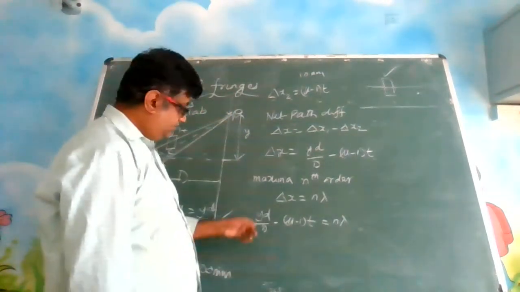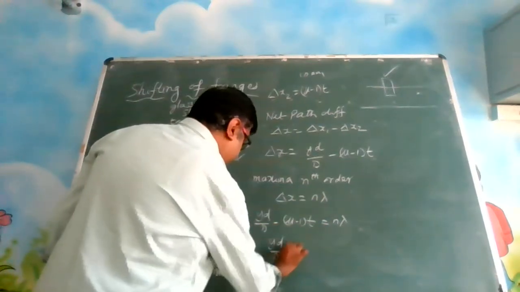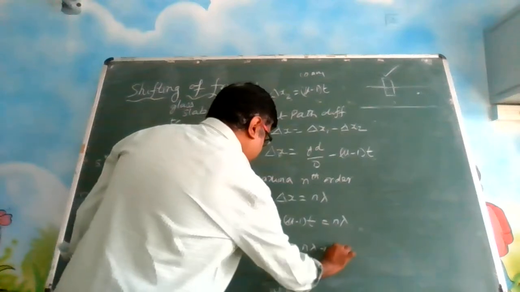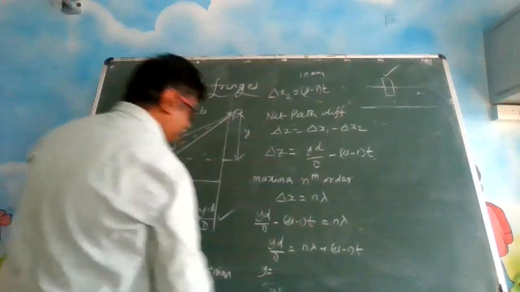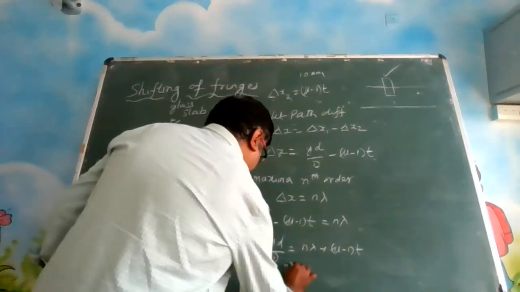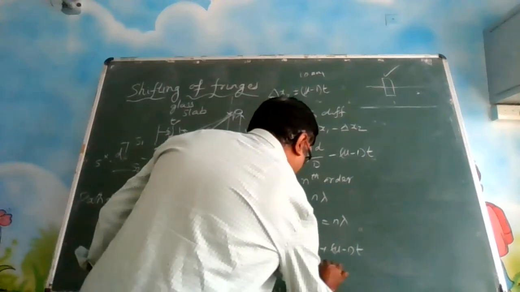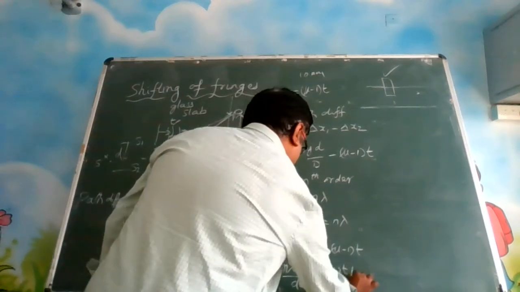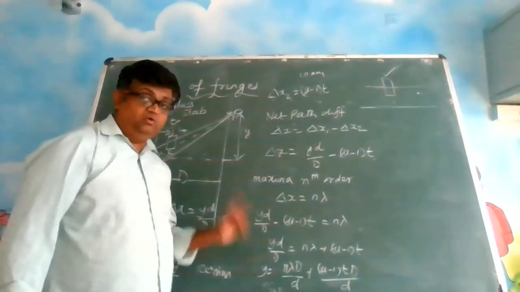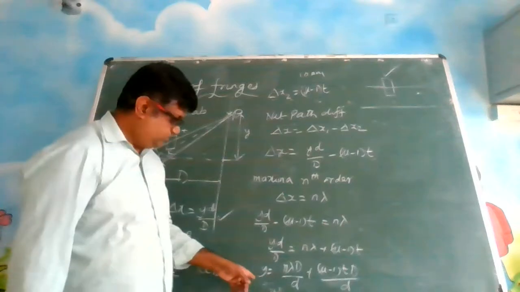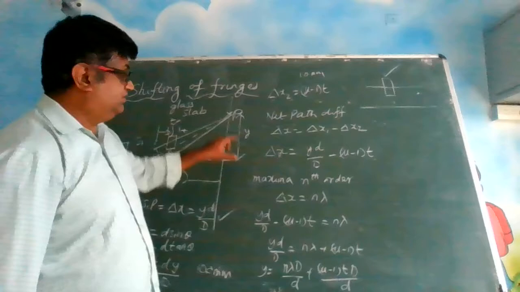What are we trying to find out here? y. So y d by capital D will be equal to n lambda plus (mu minus 1) into t, or y will be equal to n lambda D by small d plus (mu minus 1) t into D by small d. This is the new fringe location, the new coordinate, the new y ordinate. Okay, so we are trying to find the shift.